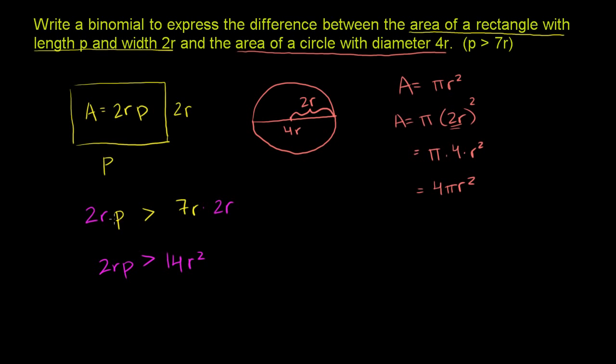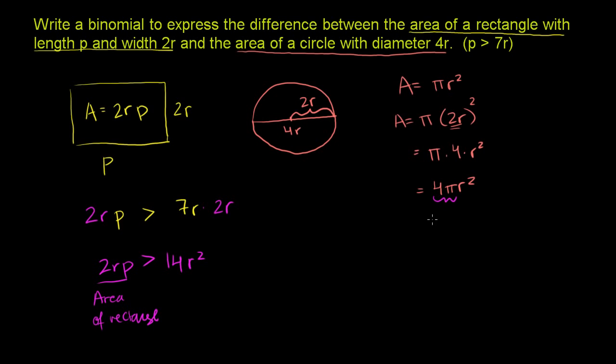Now, why is this interesting? Actually, why did I even multiply this by 2r? Well, that's so that this becomes the same as the area of the rectangle. So this is the area of the rectangle. And what's 14r squared? Well, 4 times pi is going to get us something less than 14.